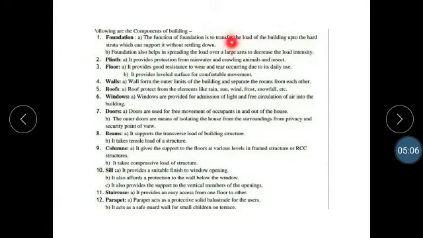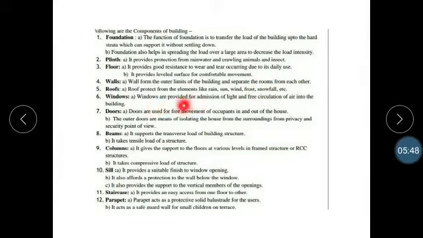Plinth. At the junction of column and foundation, you are supposed to provide a plinth as a protection from rainwater or crawling animals and insects. Floor provides good resistance to wear and tear due to daily use. It provides a leveled surface for comfortable movement. Wall just acts as a partition. Walls from the outer limits of the building separate the rooms from each other. It can be exterior and interior. Exterior wall separates us from the surroundings, and interior separates us from one block to another block.